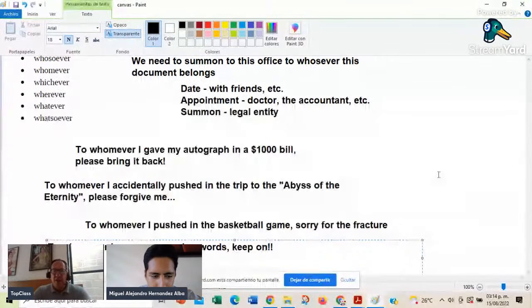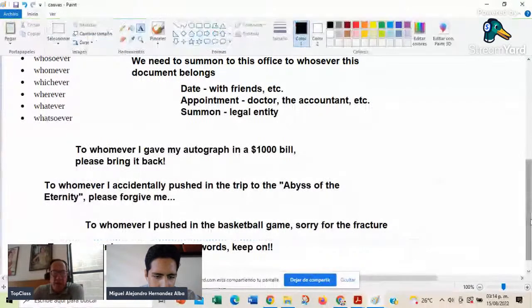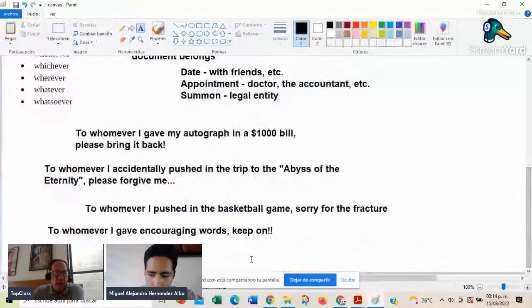So let's read this sentence, please, Michi. To whomever I gave encouraging words, keep on. Right. So whomever means that that person receives something from you. That's why the M, right? To whomever you, teacher, gave.